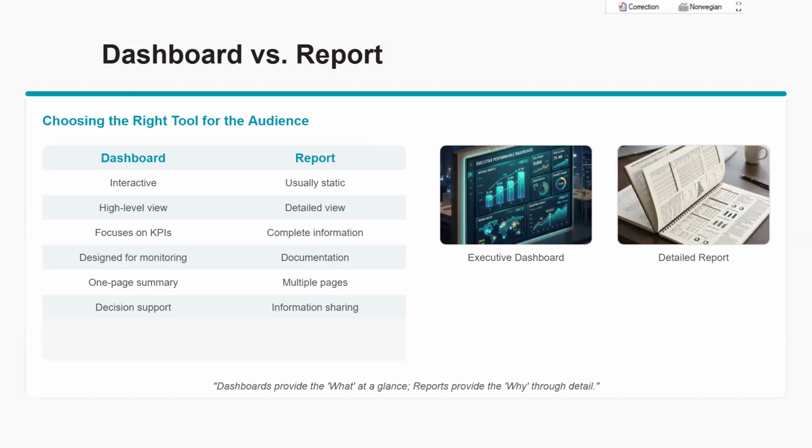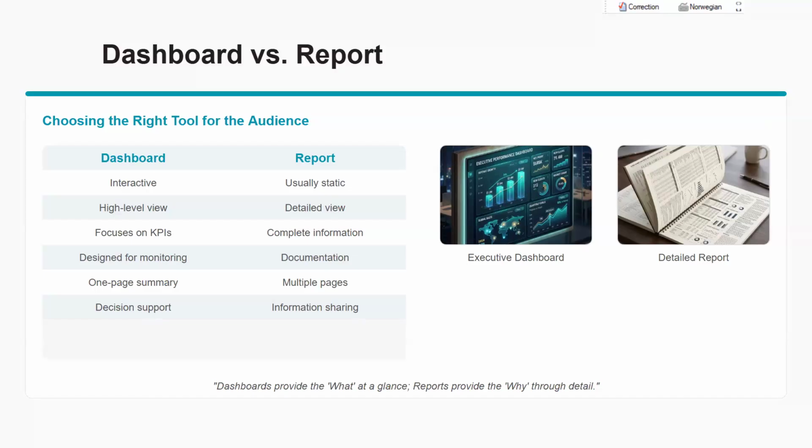A dashboard is interactive. Remember in the last class, I showed you what it means for a visualization to be interactive. A visualization being interactive is something you can slice through. When you click on the slicer, it adjusts. But reports are usually static. So there is no interaction in reports. Reports are just plain flat charts or plain flat visuals. There's no form of interaction. High level view, detailed view. A dashboard focuses on a high level view, while a report is focused on a detailed view.